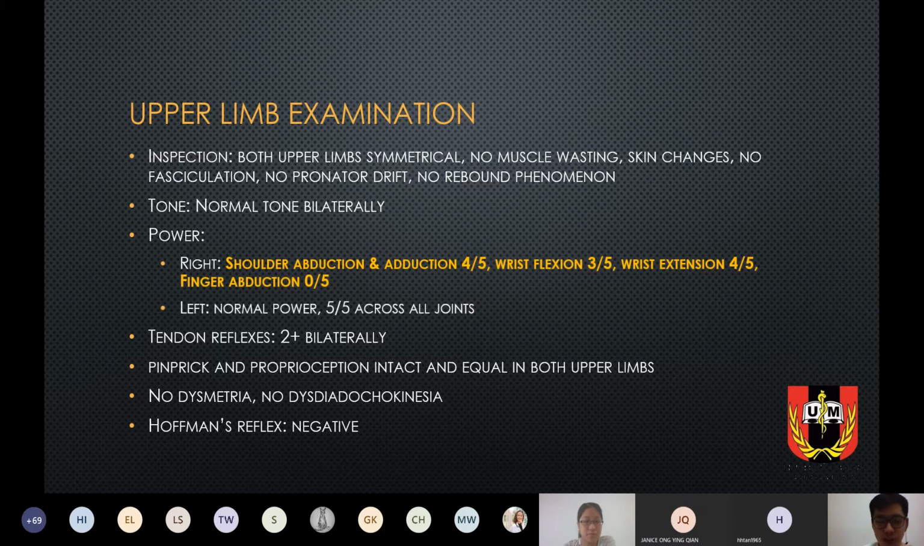Tendon reflexes are 2+ bilaterally. Pinprick and proprioception is intact and equal in both upper limbs. No dysmetria, no dysdiadochokinesia. Hoffman's reflex is negative. Okay, so doctor, looking at this upper limb examination, do you have anything to add? Not really. Anything you want to ask about it specifically?